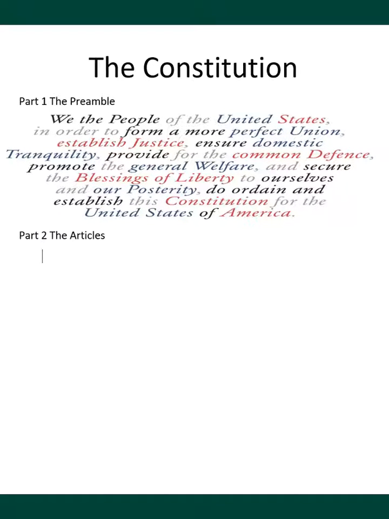As I said earlier, there are 3 parts to the Constitution. We are moving on to Part 2, the Articles. Be sure to write Part 2, the Articles, on your paper.